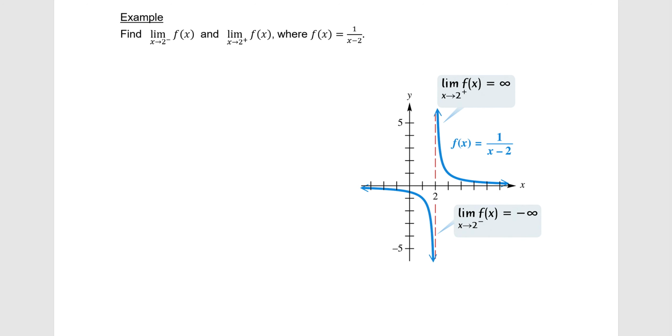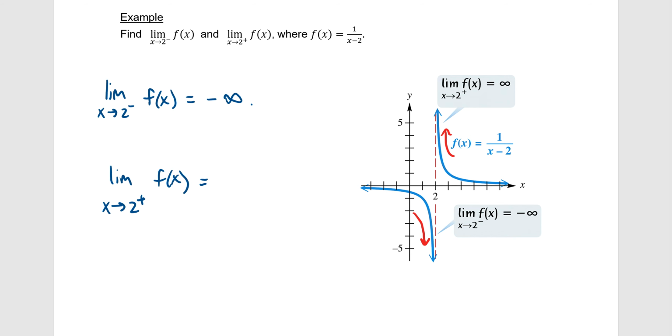So let's do the limit from the left. The limit as x approaches 2 from the left of f of x. All we have to do is look at the graph because it's a lot easier than doing it by hand. If we go from the left, it's approaching negative infinity. Now let's do the limit as x approaches 2 from the right. We look at the graph once again. From the right, it's going to positive infinity.